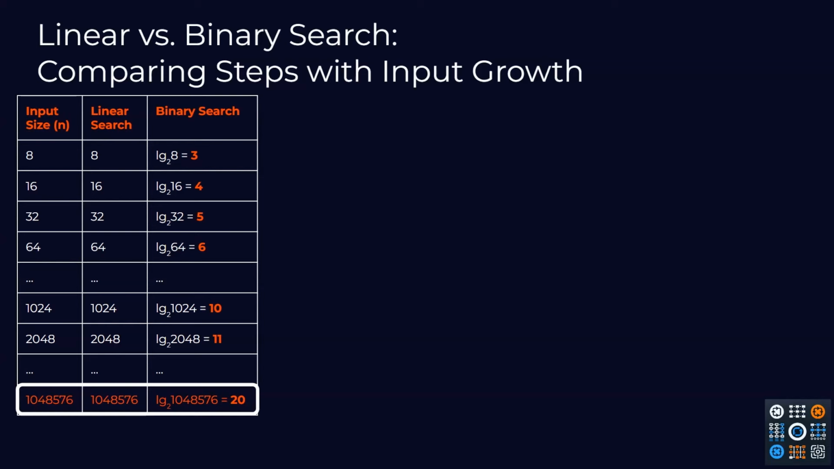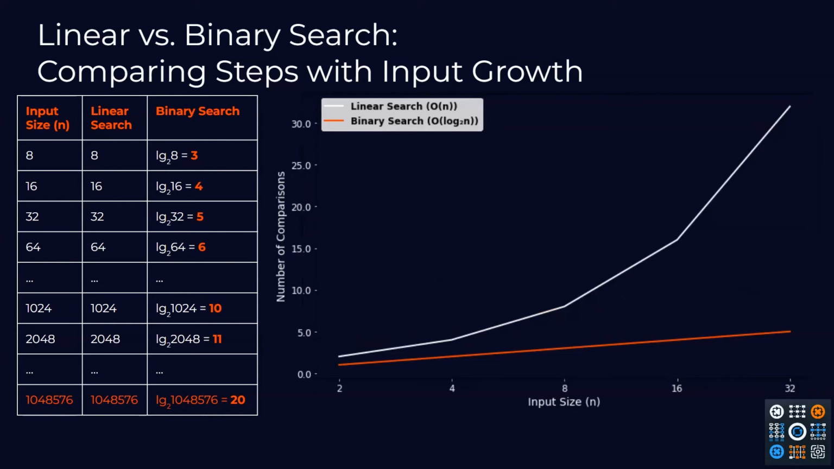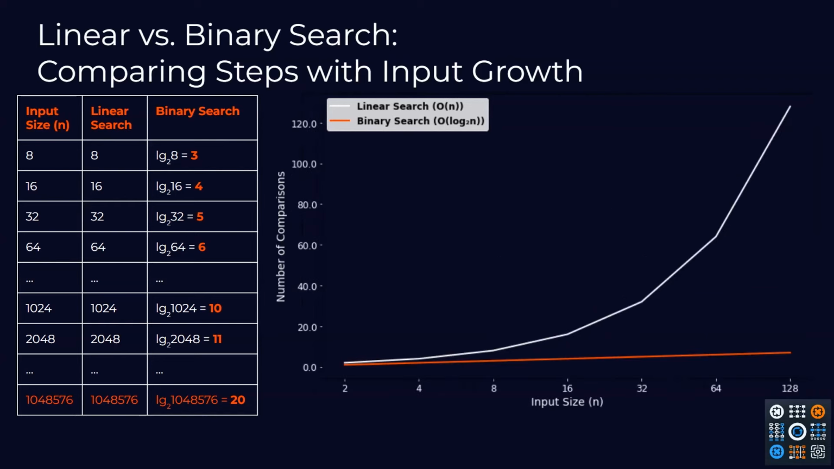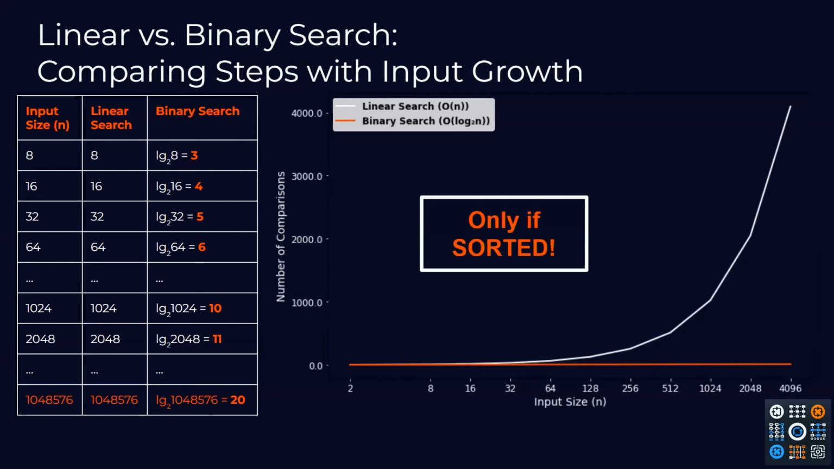So the binary search is far more efficient as the input size grows. The plots show the growth in steps required by both linear and binary search along the y-axis as the input size grows along the x-axis. You can see as the input size grows, the curve of linear search keeps getting steeper, and the same for binary search gets flat along the x-axis.